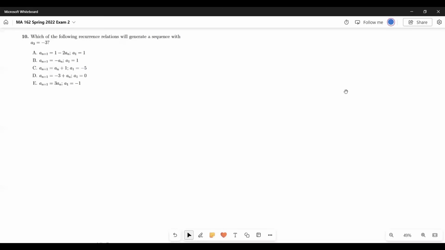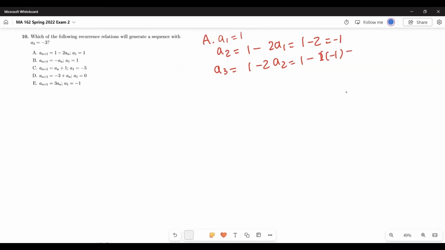Okay, this question asks, which of the following recurrence relations will generate a sequence with a3 equals -3? So let's just plug it in. I feel like it's really easy to just plug in the numbers and figure it out. We are given a1 is 1, so let's find a2. a2 is then 1 minus 2a1, that's 1 minus 2, which is -1. For a3, let's do the same thing: 1 minus 2 a2, 1 minus 2 times -1. So this is positive 3, so this is not the right one.